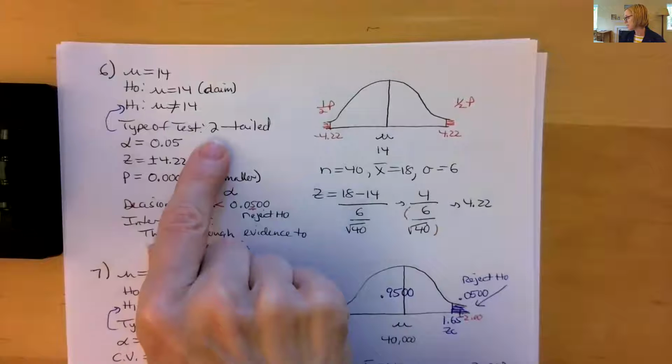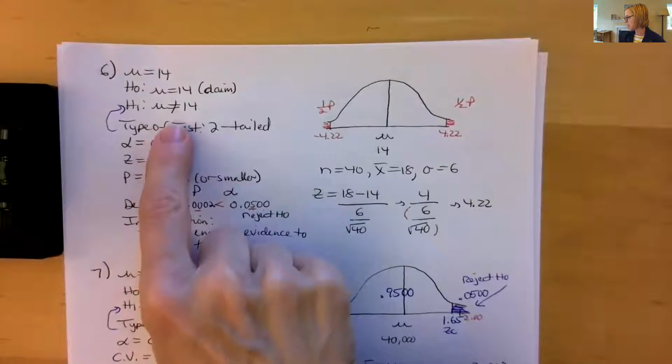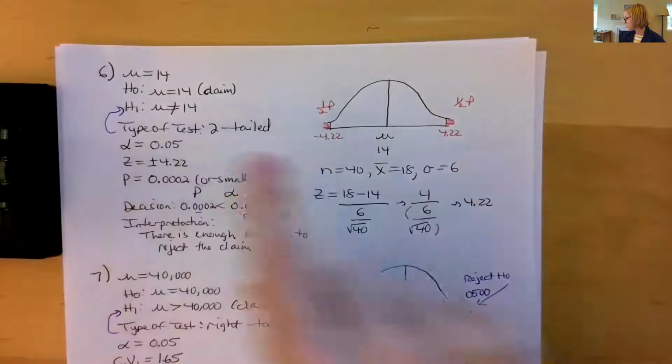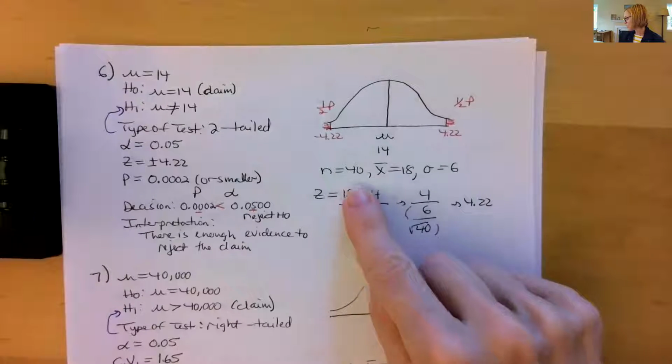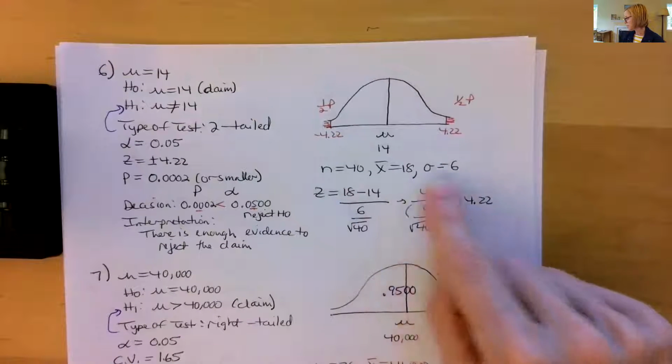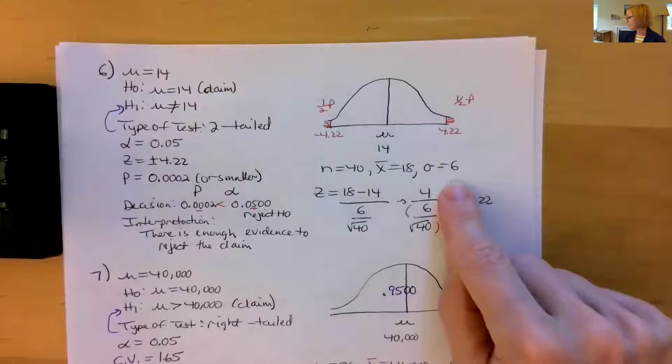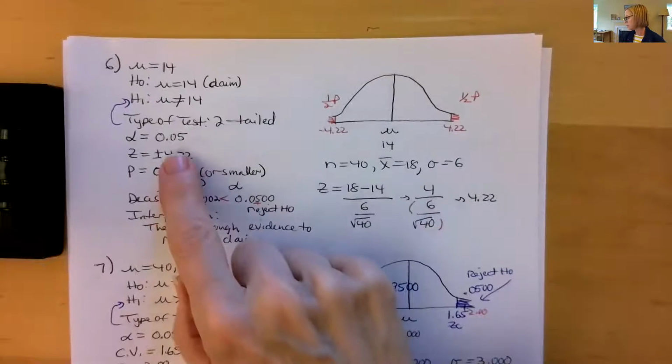So it's a two-tailed test because the alternative has not equals. They told us again that the sample size was 40. Remember, the sample mean was 18 and the population standard deviation was 6. So again, we're going to use a Z distribution to get our p-value. The level of significance was 0.05.